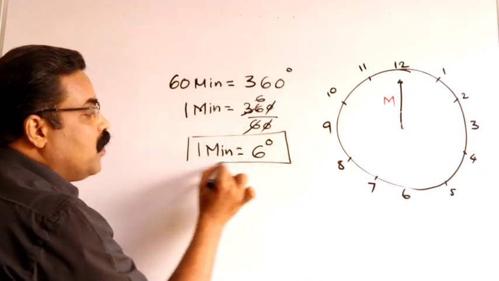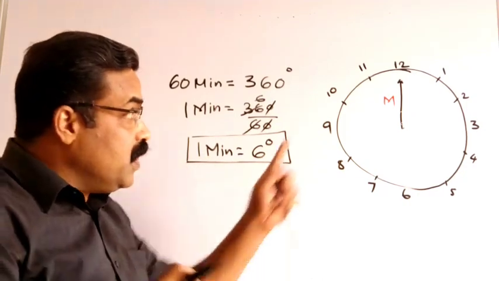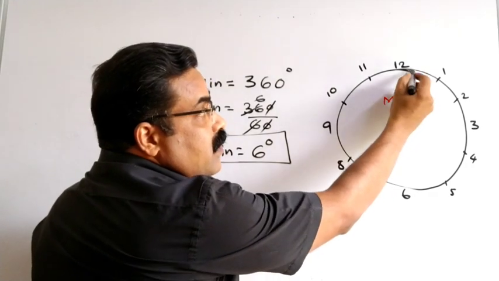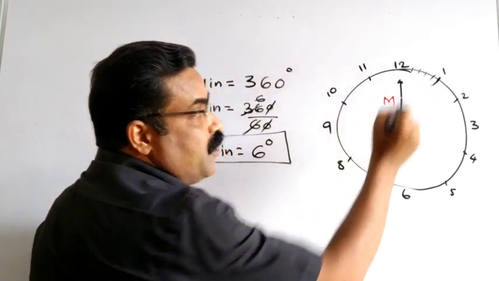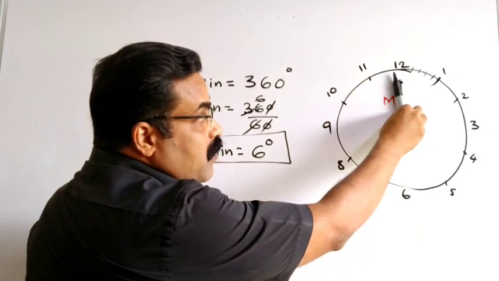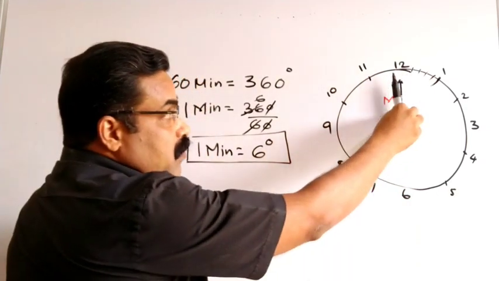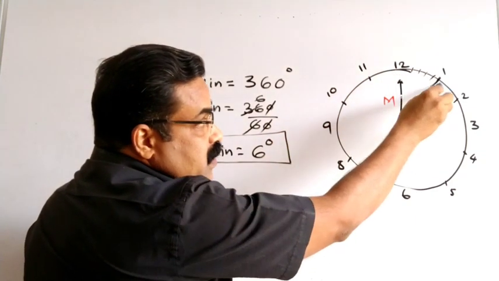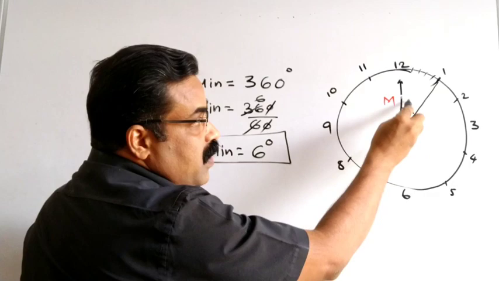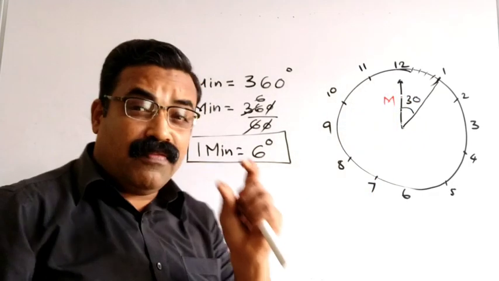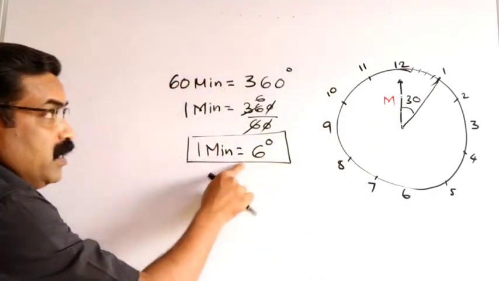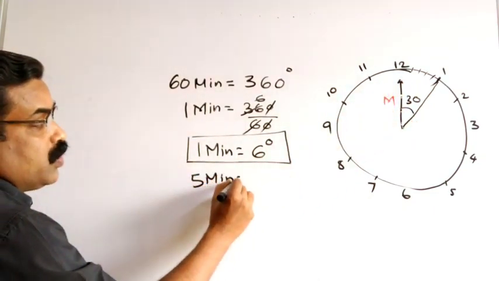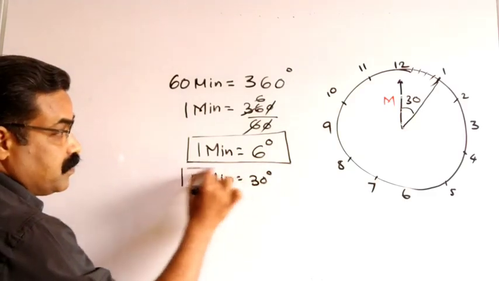One of the very important pieces of information, students, you have to note. When the minute hand moves 1 minute, like 1, 2, 3, 4 and 5. So 1 minute is 6 degrees. So 5 minutes will be 6 into 5. This angle will be 30 degrees. Understand very, very clearly. 1 minute is 6 degrees. So therefore 5 minutes will be equal to 30 degrees.